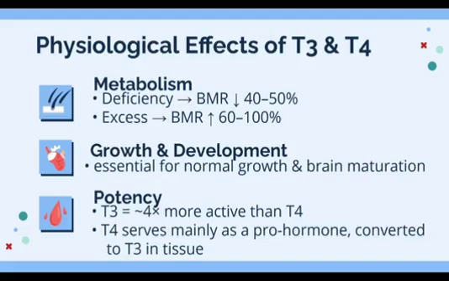What are the physiological effects of T3 and T4? Regarding the metabolism, when there is a deficiency of thyroid hormone, like in hypothyroidism conditions, the basal metabolic rate drops about 40 to 50%. And in contrast, if there is excess, like in hyperthyroidism, basal metabolic rate is increased about 60 to 100%. In growth and development, thyroid hormones are essential for normal growth and brain maturation. When we talk about the potency, T3 has more potency than T4. T4 serves mainly as a prohormone and it is converted to T3 in tissues.